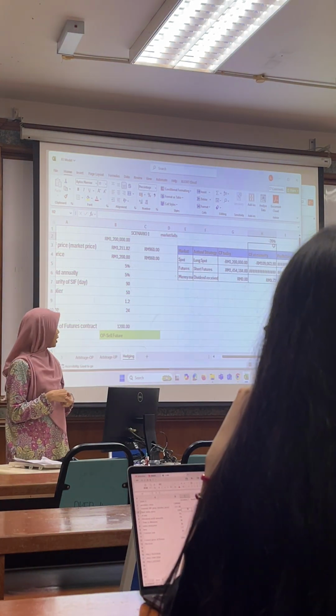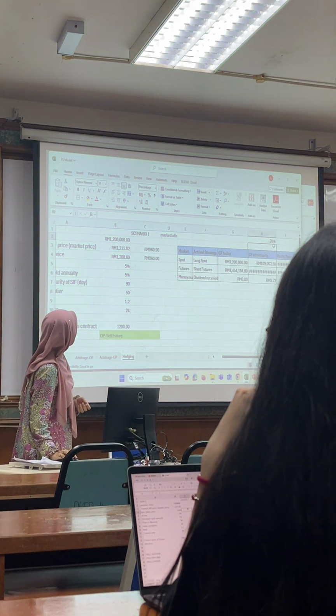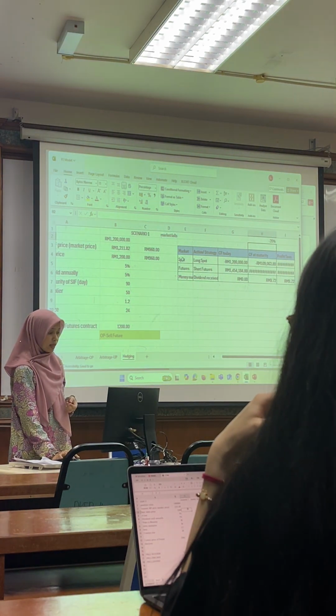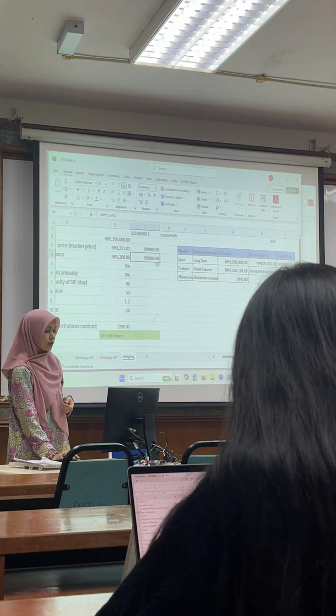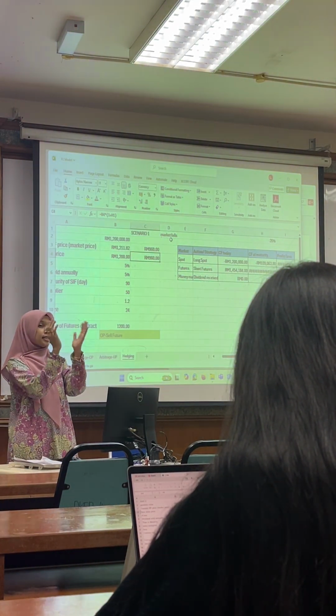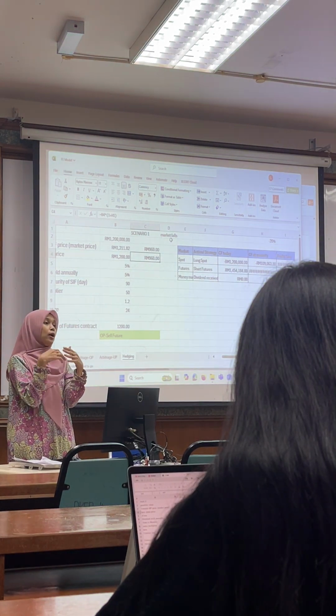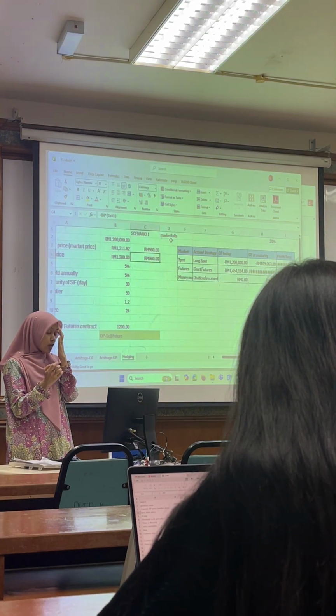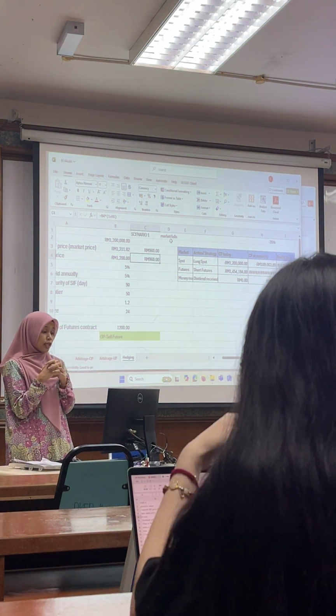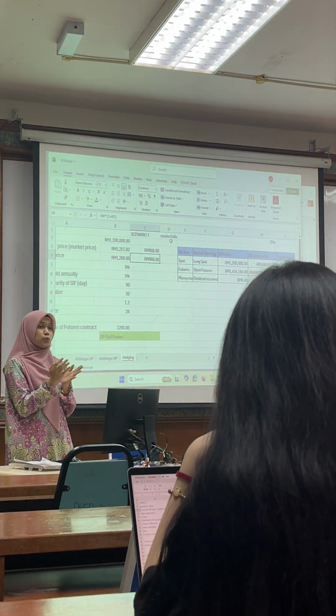I'm still confused with the 960. How? What is it? This one? Yes. Okay, the scenario here tells you what will happen, or what your cash flow will be at maturity when the market falls 20%.